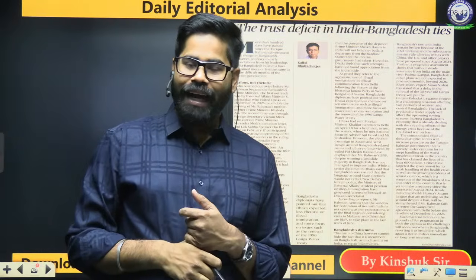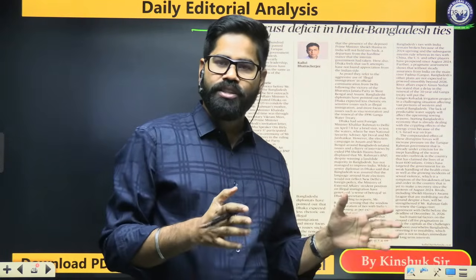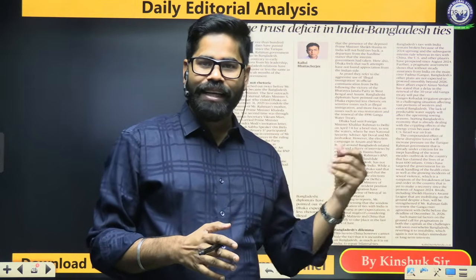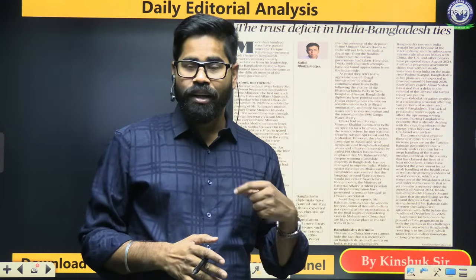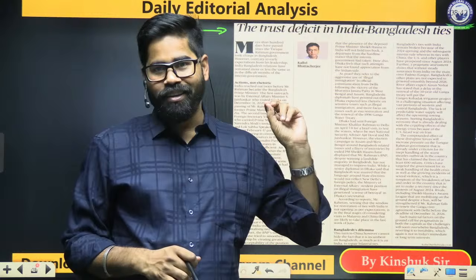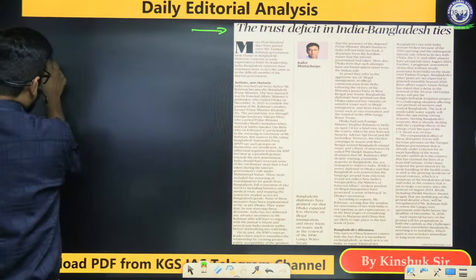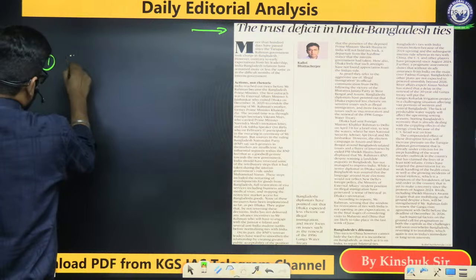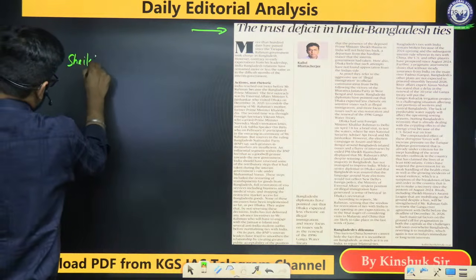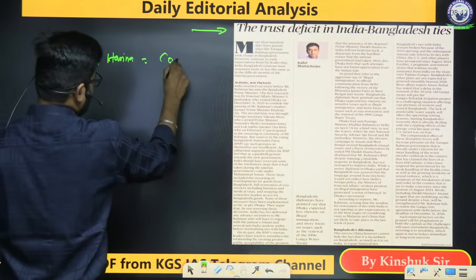Now, coming to the next part, the trust deficit in India and Bangladesh ties. I think you are well aware about the timeline, that first of all, the Sheikh Hasina government was there. India was having good relations. Then we got the interim government, and relations reached their worst phase. What we see, there are three important timelines. First phase, Sheikh Hasina: cordial relations.